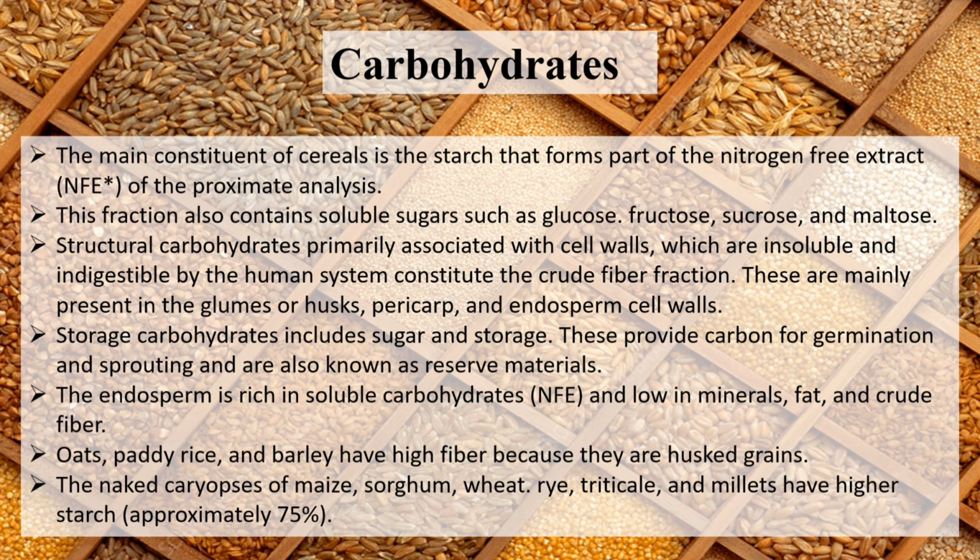Storage carbohydrates include sugar and starch. These provide carbon for germination and sprouting and are also known as reserve materials. The endosperm is rich in soluble carbohydrates, NFE, and low in minerals, fat, and crude fiber. Oats, paddy rice, and barley have high fiber because they are husk grains. The naked caryopsis of maize, sorghum, wheat, rye, triticale, and millet have higher starch, approximately 75%.